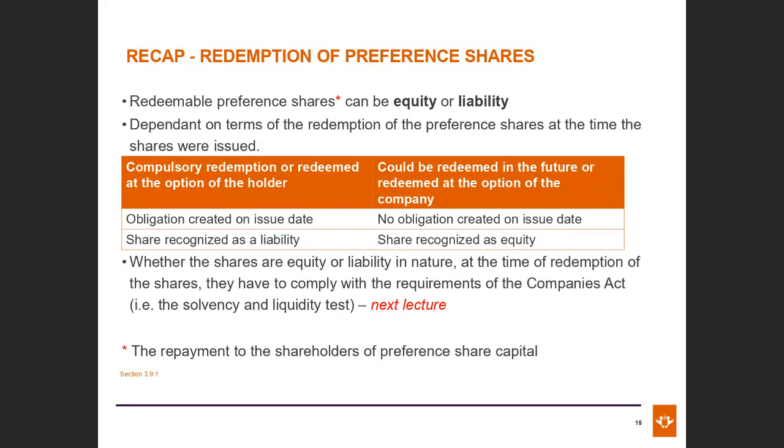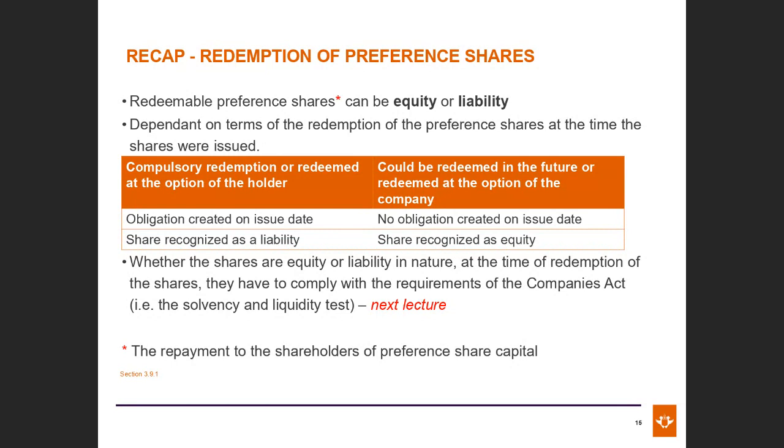Okay, so it's basically the repayment to the shareholders of preference share capital. These preference shares will be redeemable at some time in the future. The shareholders will be repaid their share capital, okay? So we would have to indicate to you for preference shares whether it is equity or a liability. This will have to be indicated to you in the question. Otherwise, it's going to be difficult to know how to treat it, okay?